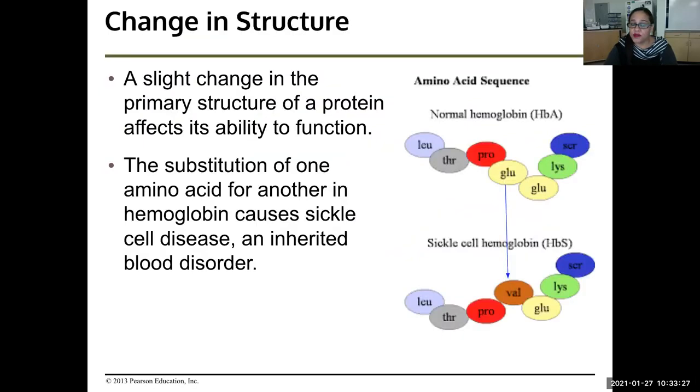A slight change in the primary structure of a protein affects its ability to function. The substitution of 1 amino acid for another in hemoglobin causes sickle cell disease, which is an inherited blood disorder. We'll talk about sickle cell disease a lot. So in normal hemoglobin, that middle amino acid is supposed to be glutamine. But if it gets mutated in just the right place, it turns into a valine and screws up the whole structure.